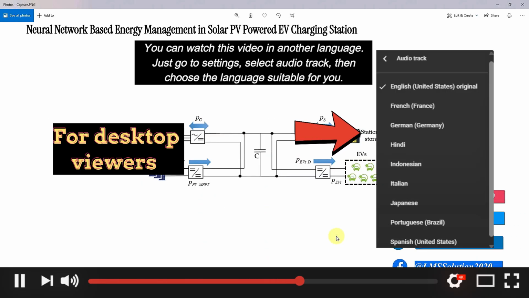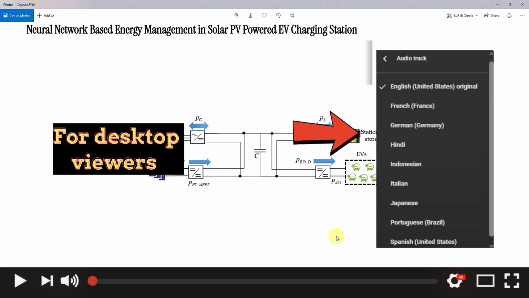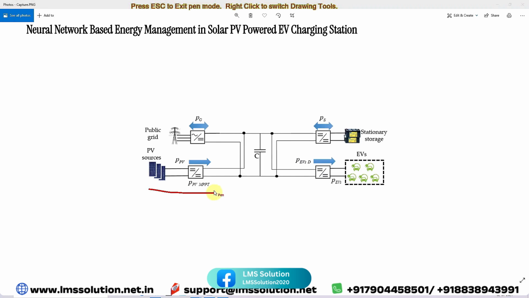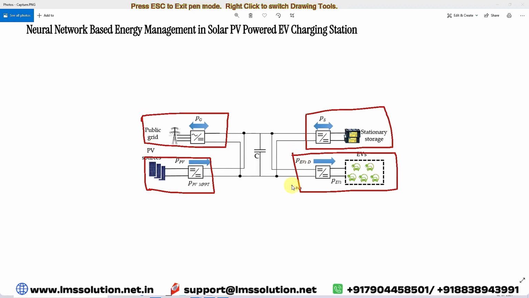This is the block diagram for a solar powered EV charging station. This block diagram consists of PV array along with the DC-DC converter and the MPPT algorithm, and then standby storage element, nothing but battery storage, stationary storage element, along with the bidirectional DC-DC converter with some voltage controller and grid integration, grid supply, and then it has EV battery with the DC-DC converter.